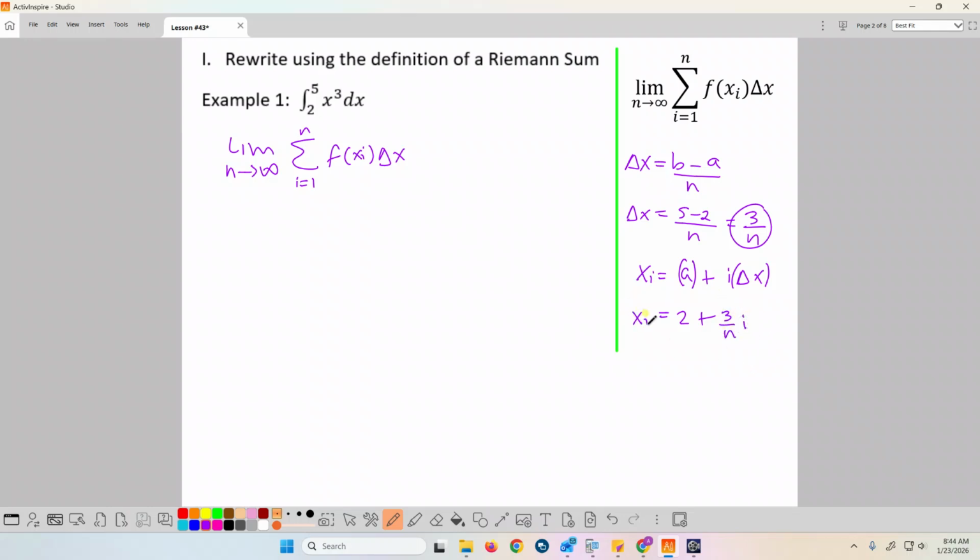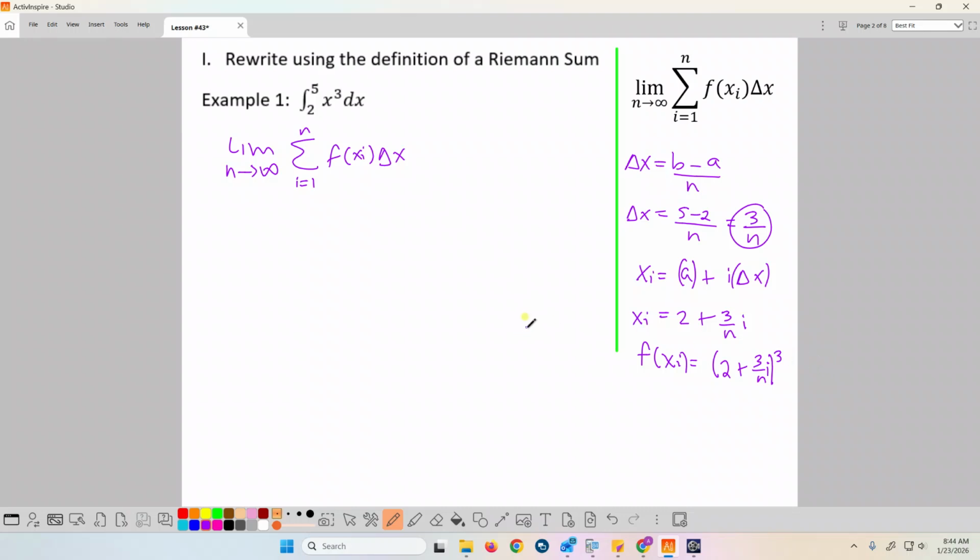That's going to give us the height of the rectangle there, okay? All right, but what happens when I plug it into the f function? Well, the f function is x cubed. So I plug that into the f function. I'm basically going to be getting here 2 plus 3 over n i. Oops, I forgot my i, right? That's x, now to the power of 3. There we go. All right, so that's what we have here.